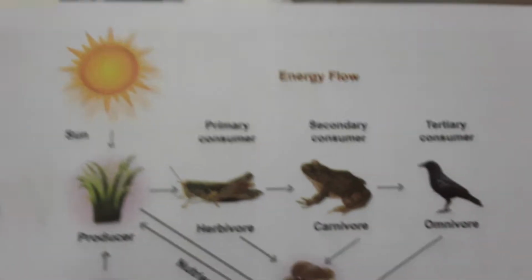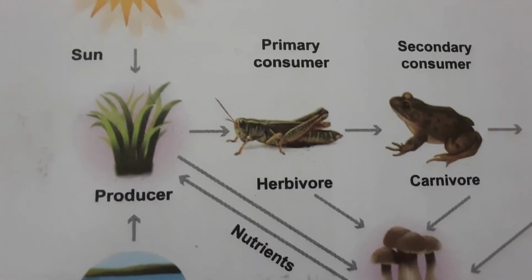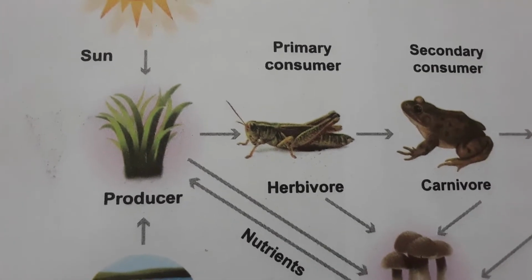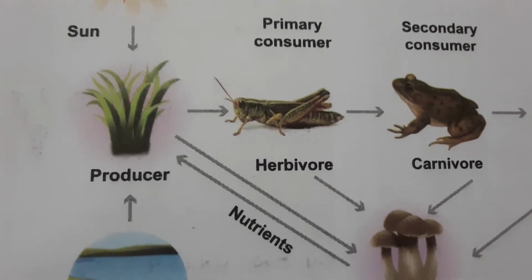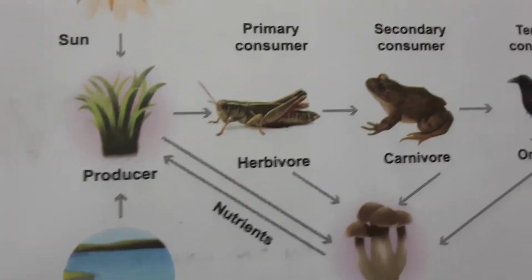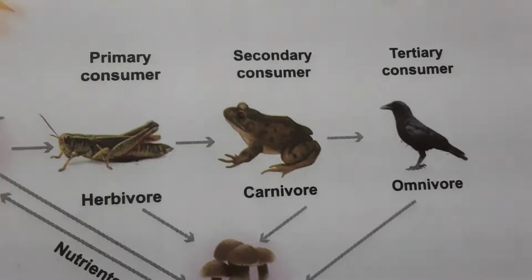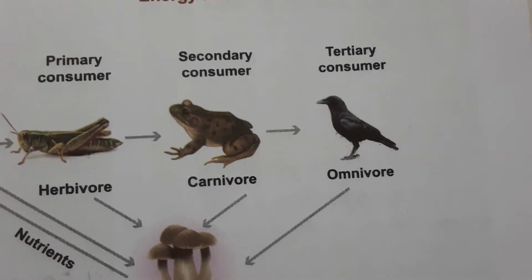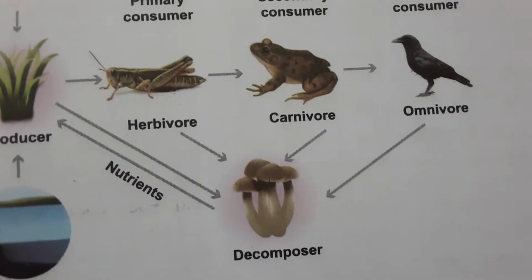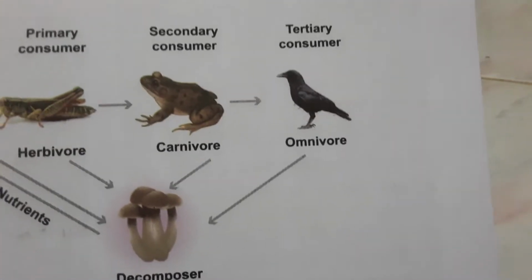So how does the energy flow in this ecosystem? See this. The sun gives the energy. That energy is converted to food by the process of photosynthesis by the plants. Then the plants are eaten up by primary consumers. And the primary consumer, let's say for example, grasshopper. This grasshopper is again eaten up by the frog, that is the secondary consumer, and this frog is eaten up by the tertiary consumer, that is birds. So in this way, the energy flows from the sun to the final consumer.